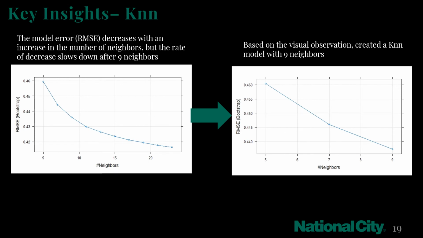The second is the KNN model, and you'll see that the model error decreases as the number of neighbors increases, and then the rate of decrease slows down after probably around 9 neighbors. So based on the visual observation, we created a KNN model with 9 neighbors.